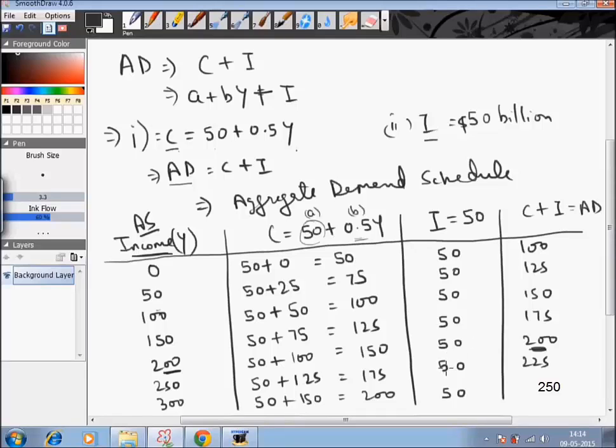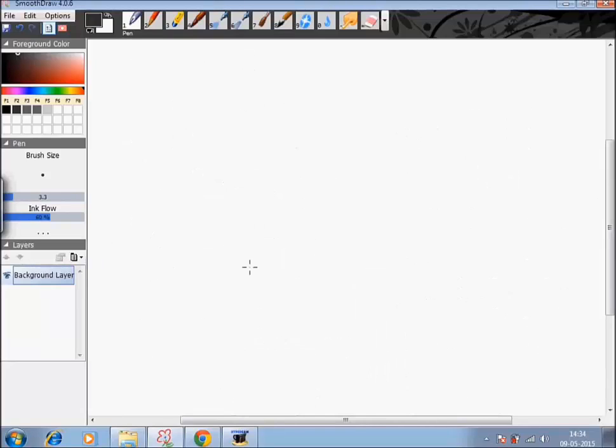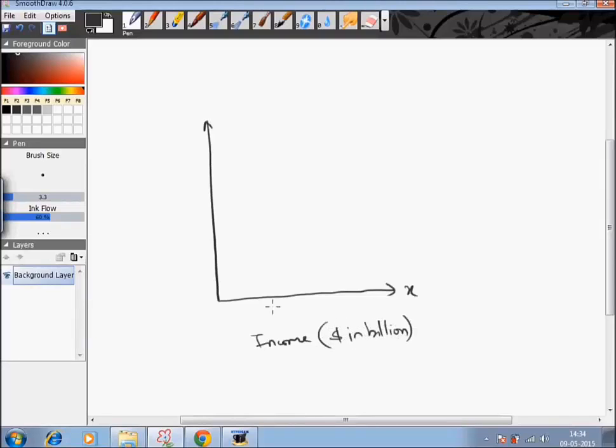Fine. Now we can also show this graphically. So let's draw a graph to show this. On the X axis we take the income, which is dollars in billion, and on the Y axis we take the expenditure, which is dollars in billion.